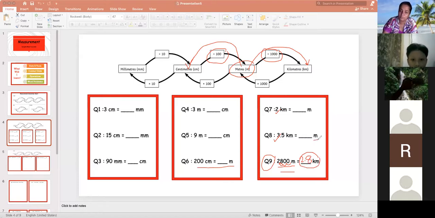That's why you need to be very careful. What is the question asking you? From what unit to what unit? This one, if you make a mistake, it's your careless mistake. Okay? All of you try number 8 now.